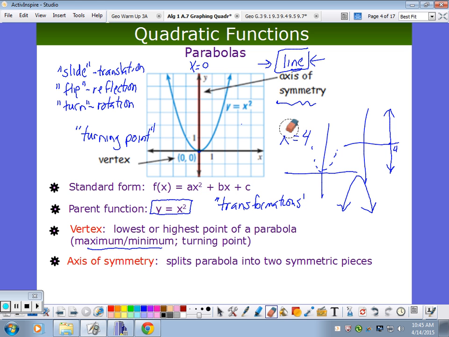So the vertex, it is a turning point. Another name for this vertex is minimum. Why do you think it might be called minimum? Why do you think? It doesn't always have to be right there, but no matter where it is, I call this point the minimum. Why do you think you do that? That's as low as it can go.